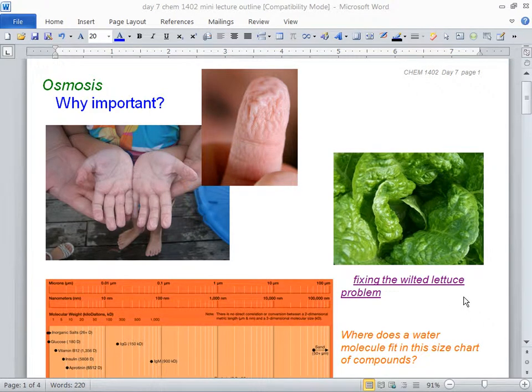Osmosis. So Mia, what's going on with that little kid's finger? When does that happen? Stay in the shower too long. Yeah. So Megan, is water going into or out of that kid's finger? Into? Do you agree, Cameron? Water's going into that kid's finger? Does everybody agree?